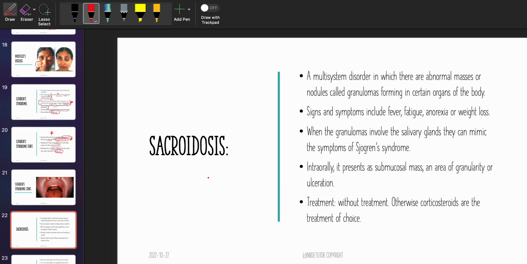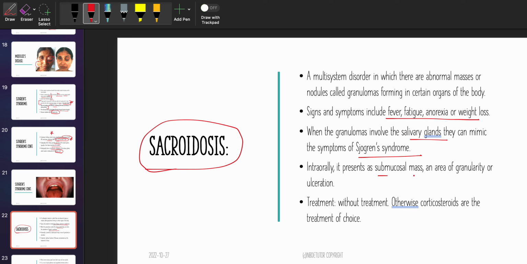Now, let's go ahead and talk about sarcoidosis. Now, what does sarcoidosis mean? They are enlarged masses or granulomas that can occur in any part of the body, but when they are associated with salivary glands, they are known as sarcoidosis. So the signs and symptoms include fever, fatigue, anorexia, or weight loss. When the granulomas involve the salivary gland, they can mimic the symptoms of Sjogren syndrome, which is dry mouth, dry eyes, and salivary gland enlargement. And it is associated with rheumatoid factor and autoantibodies anti-SSA and anti-SSB. I'm just mentioning these points again so that you guys remember them.